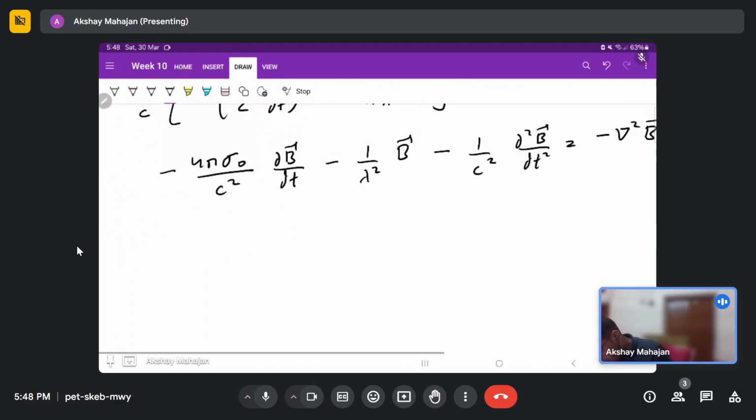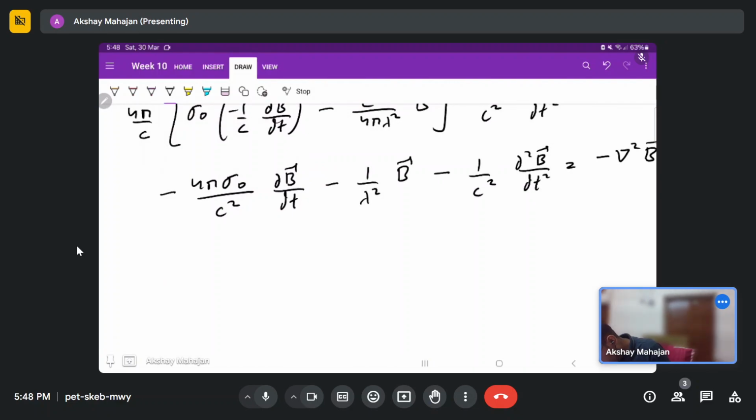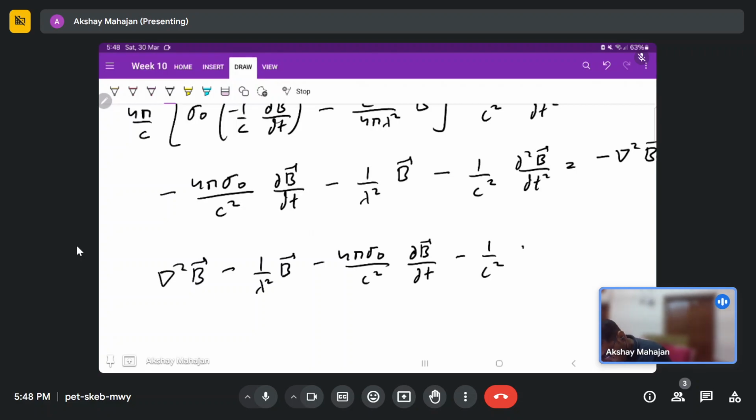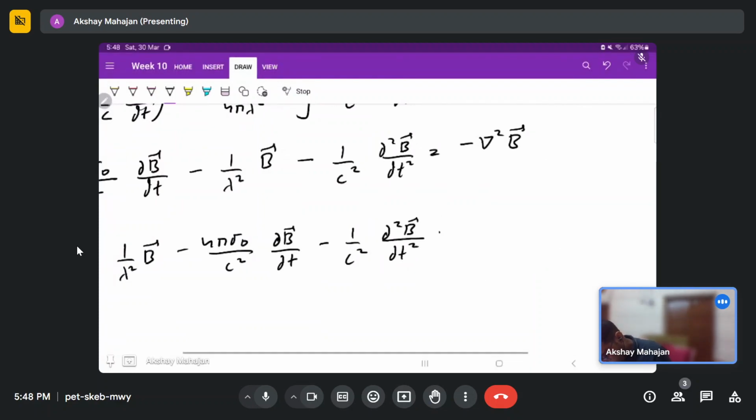So basically if I just bring it here, what we get is del square B vector minus 1 by lambda square B vector minus 4 pi sigma naught c square del B vector by del t, and minus 1 by c square del square B vector by del t square, that equals 0. So that is equation number 4 now.